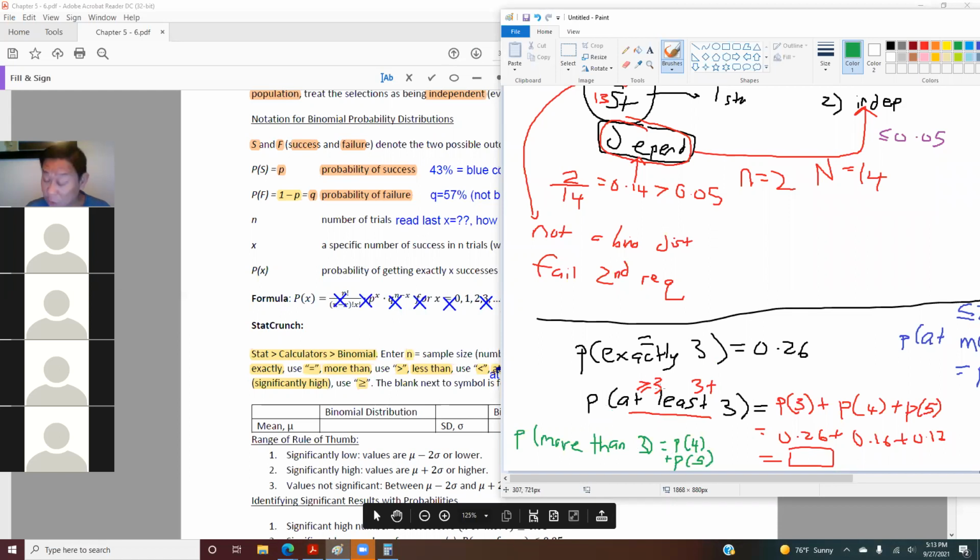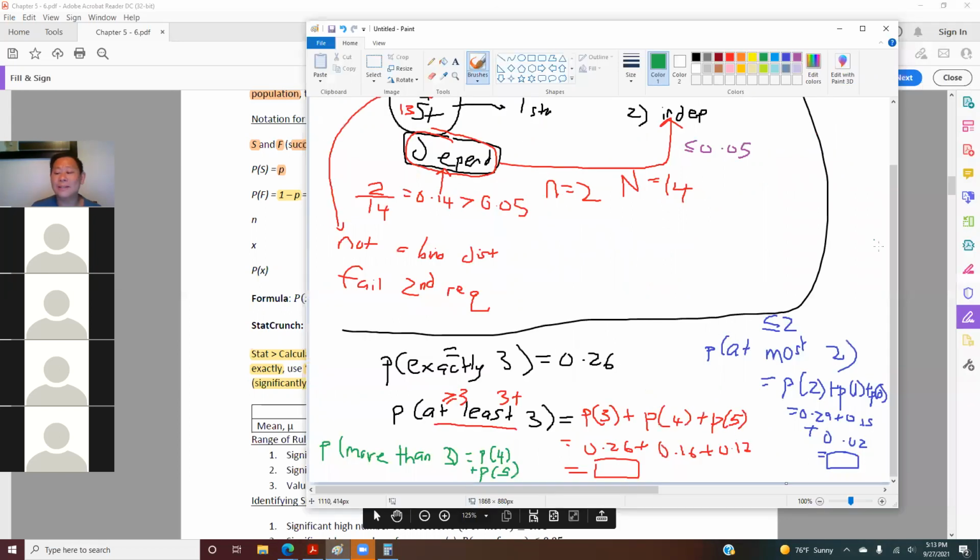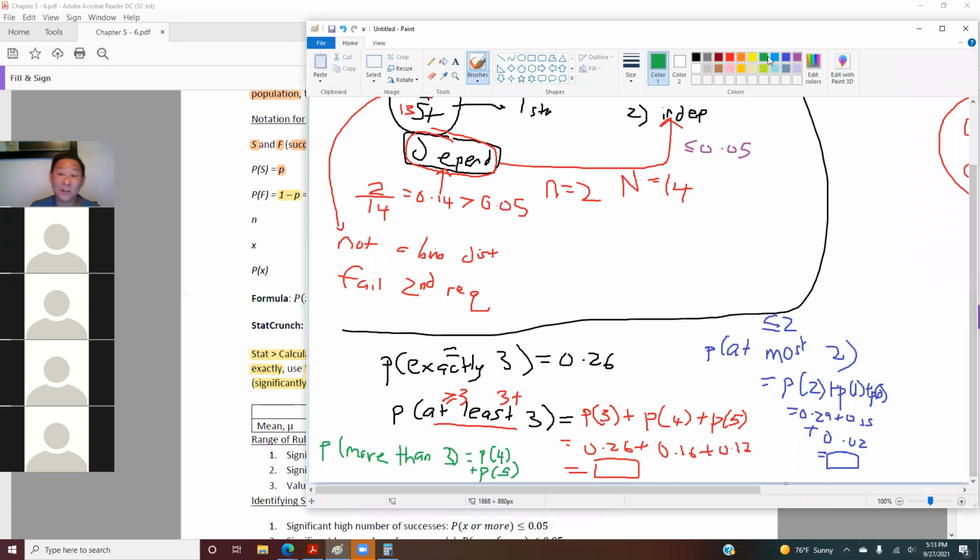At least 3, you include 3 and higher. More than 3 means 4 and 5, and you don't do higher. Make sure you know that; this is very important. That's why I need to teach you all these little English words that are very tricky.